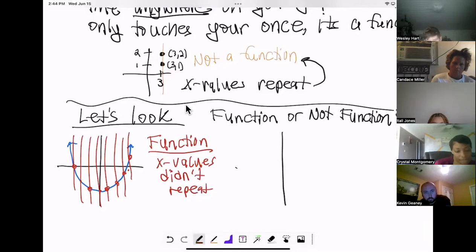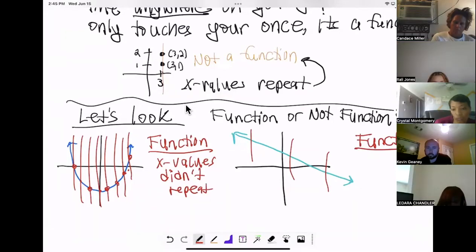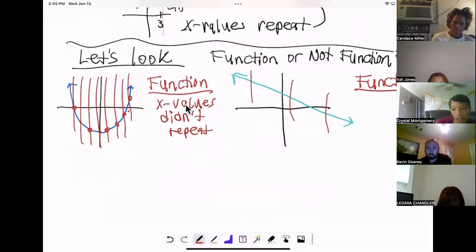Now you said that, let's talk about a line, because we're doing linear equations right now, right? If I have a line, is that a function? Remember how I draw a vertical line? I only cross that line once. It's definitely a function. But there is one line that is not a function.